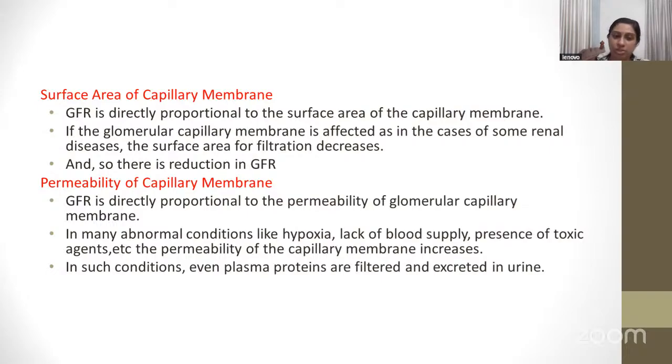Also, the permeability of the capillary, if it is more permeable, that means more filtration will be occurring. In some cases like hypoxia, lack of blood supply, presence of toxic agents, etc., the permeability will increase due to the necrosis of the cells. It will increase the permeability of the capillary membrane, thereby raising the GFR. Okay. In such cases, when damage is occurring, even plasma proteins, blood cells, everything is filtered and excreted in the urine. Okay.